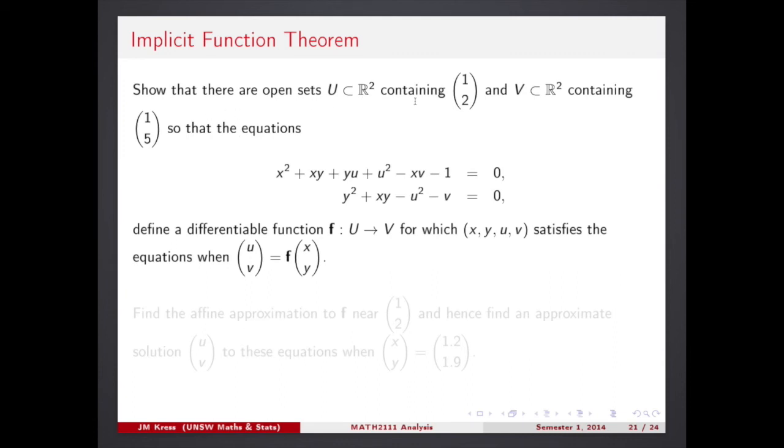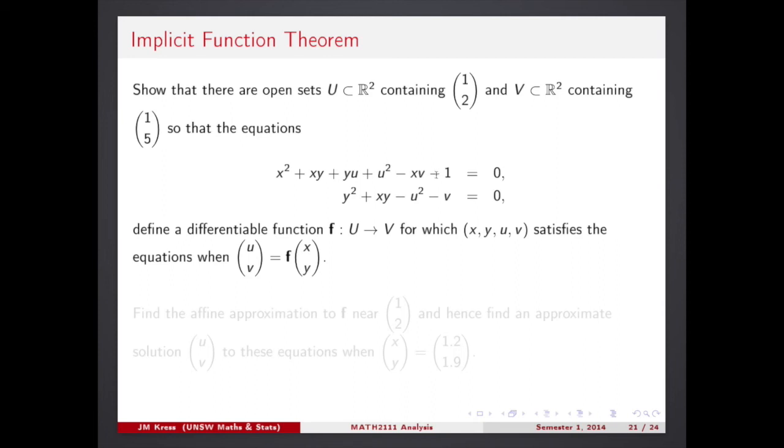Show that there are open sets U and V containing the points (1/2, 1) and (2, 1/5), so that the equations define a differentiable function for which you have something like this. Basically, you need to solve these two equations, but you don't need to present an explicit solution. That's the beauty of the implicit function theorem. Finding solutions to these systems of equations, if they are not linear, is not an easy business. But finding derivatives of those solutions is something you can do with the implicit function theorem almost every time.